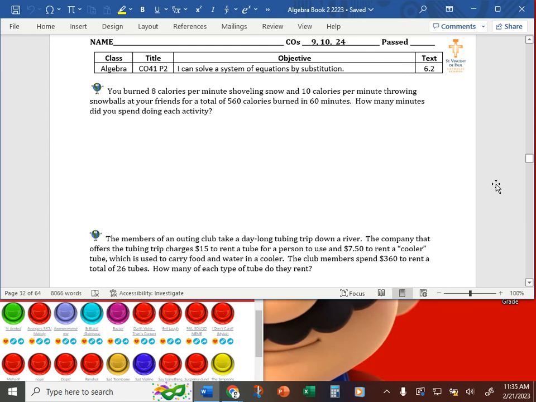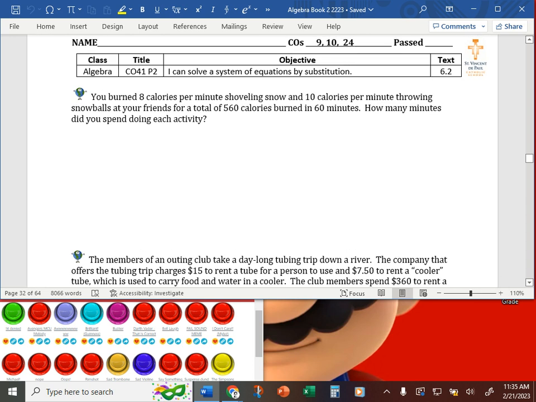And good day, Algebra. We are continuing CO41, which is solving a system of equations using substitution. We're on part 2, which you can see is a whole bunch of words. And the beauty of part 2 is that now you get to set up the system yourself.